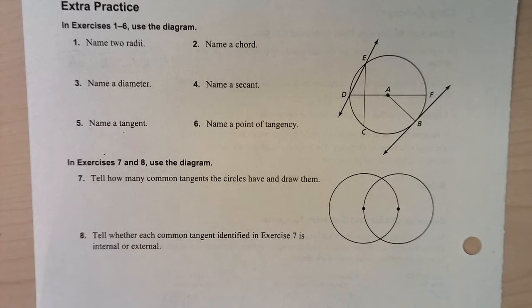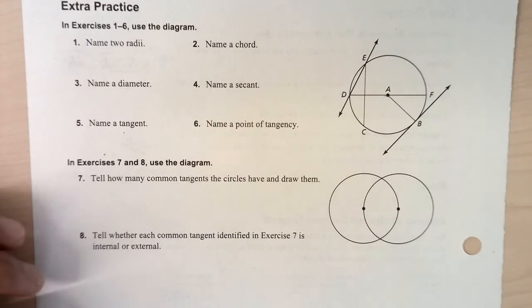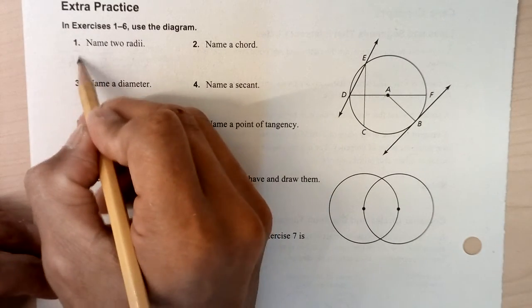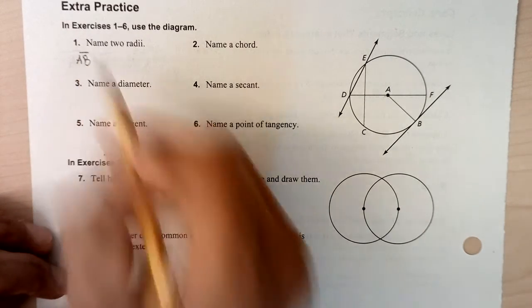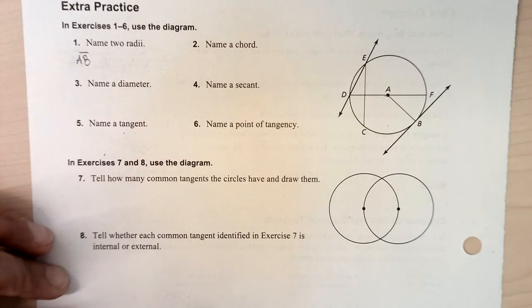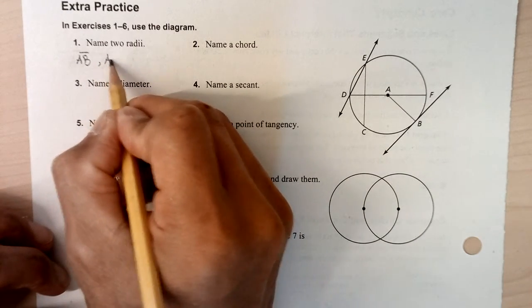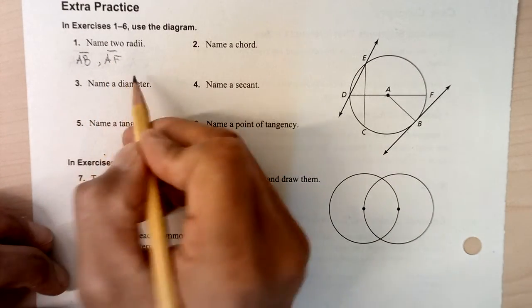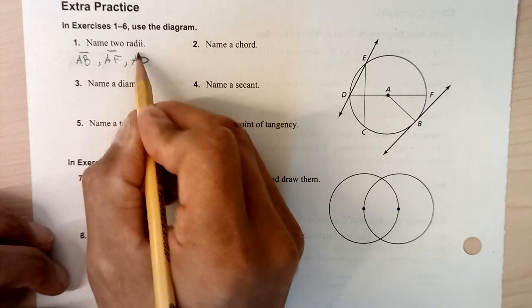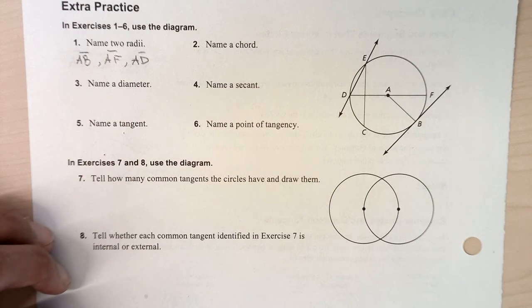All right, so you first want to name two radii in the circle. A radius is from the center of the circle to a point on the circle. A radius could be AB. It's a segment, so you should be using the segment symbol. You could also have AF, that's a radius, and then AD is a radius also. You only have to have two of those, but those are the only radii drawn in there.